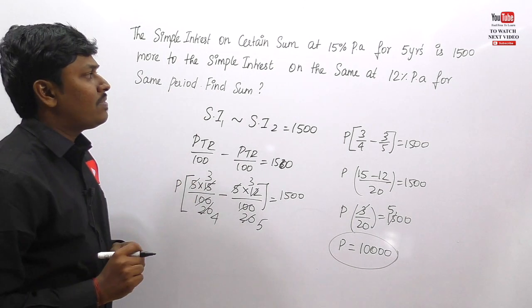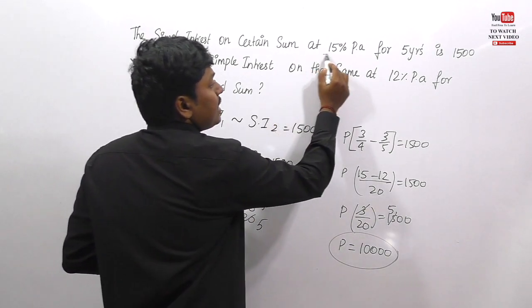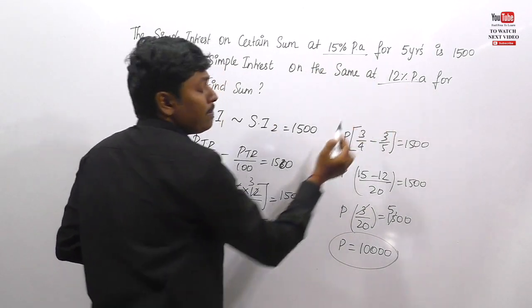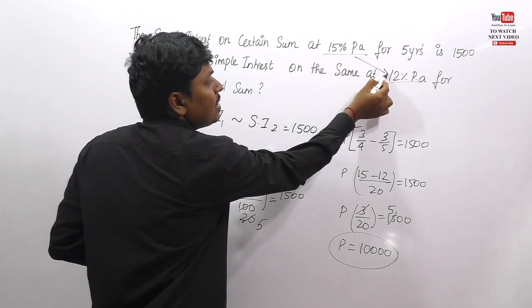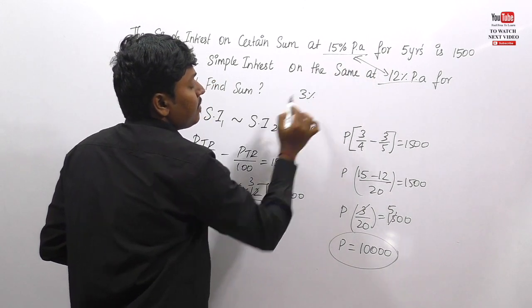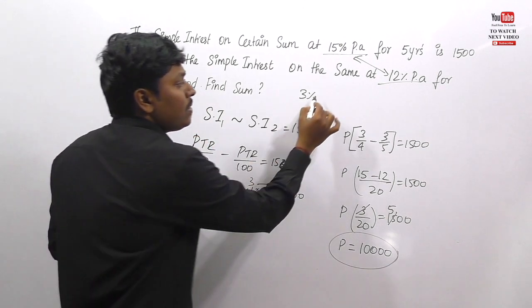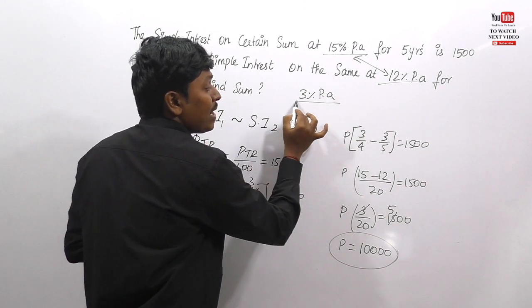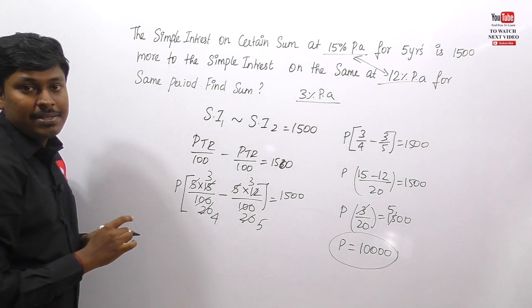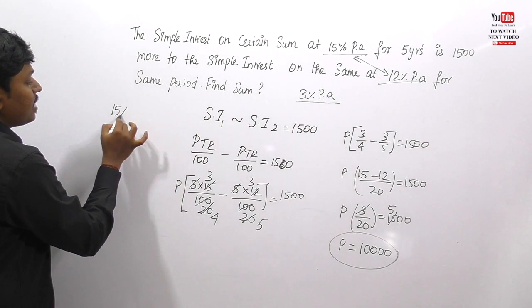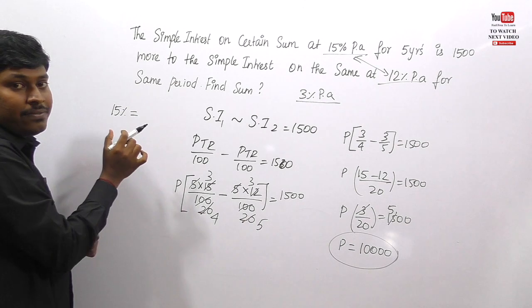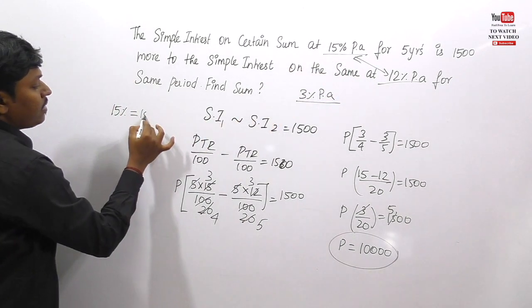How to use a shortcut, friends? Listen carefully. 15% per annum, right? And the second condition, 12% per annum. What is the difference, friends? Difference is 3%. We know that they have calculated for the same period, that is for 5 years. And we know this 3% is per annum for only 1 year. For 1 year, 3%. For 5 years, 15%. So this 15% is the difference amount, which is 1500.